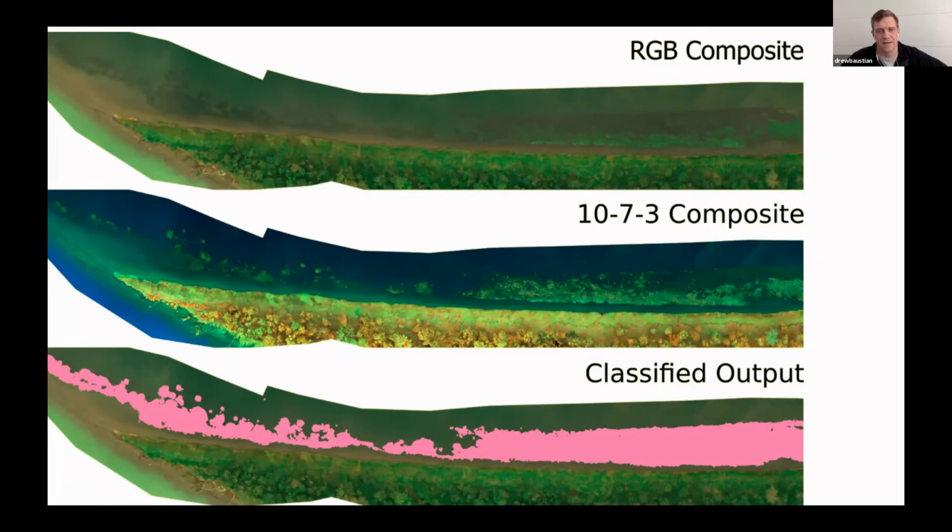And then we can take that composite and just classify it. We can classify what's the milfoil and what's not the milfoil, and that's the output that gets delivered to whoever is interested in this. It's basically like, hey, look at all the pink area. That's where the milfoil's at. Go take care of it.